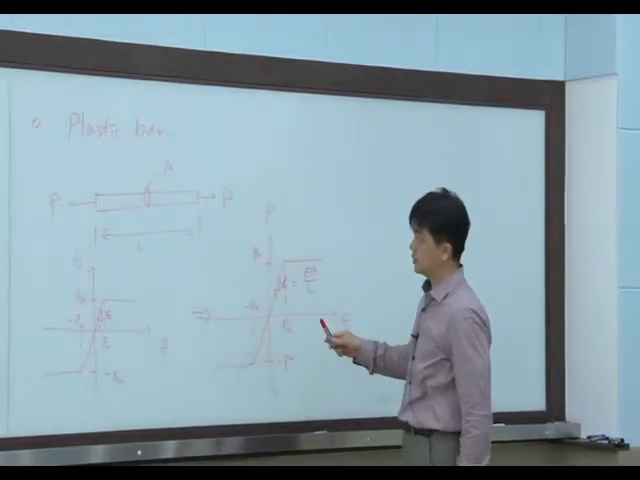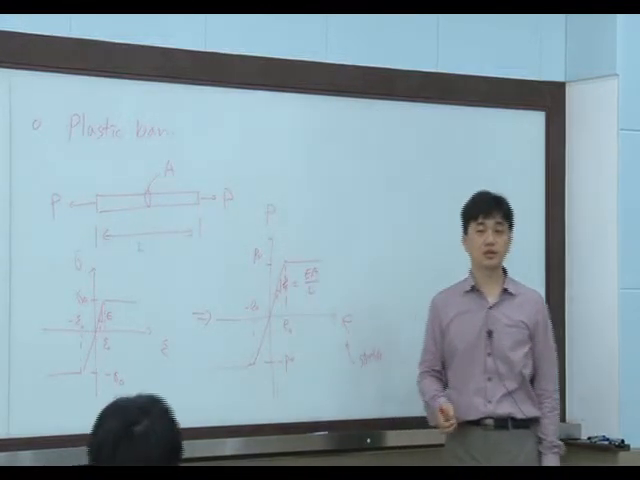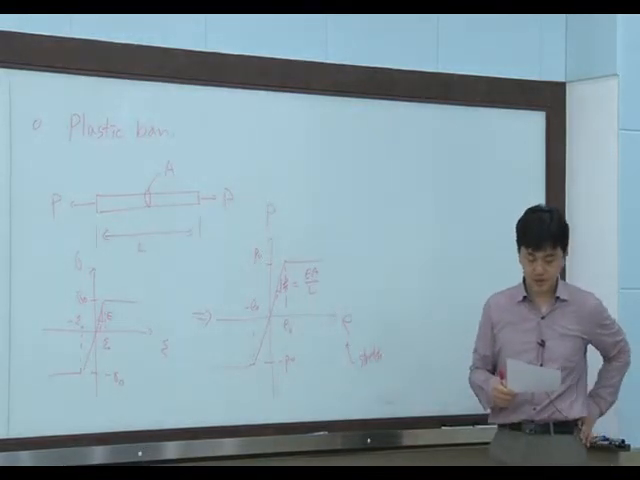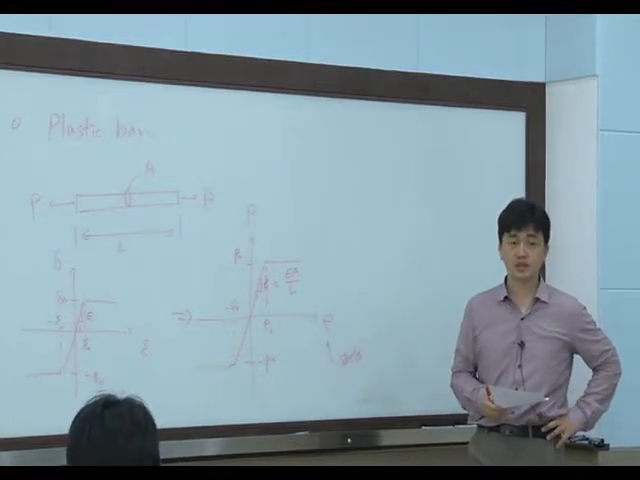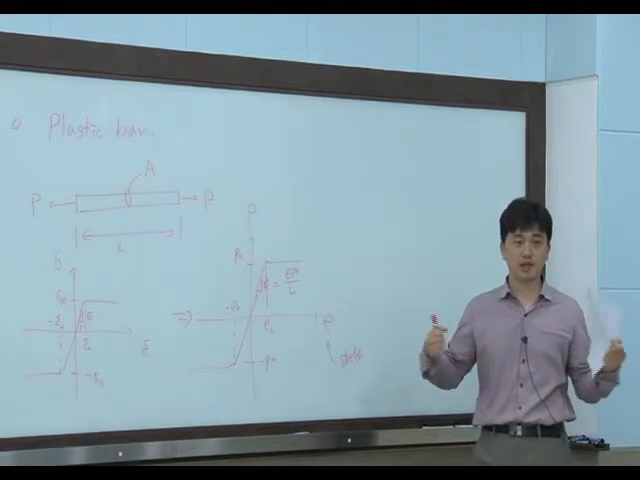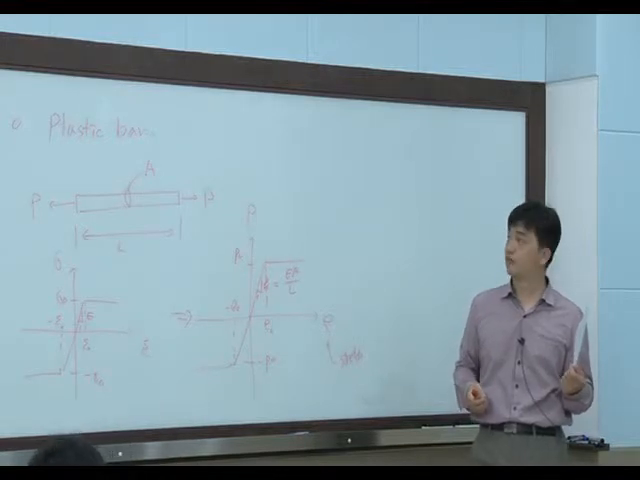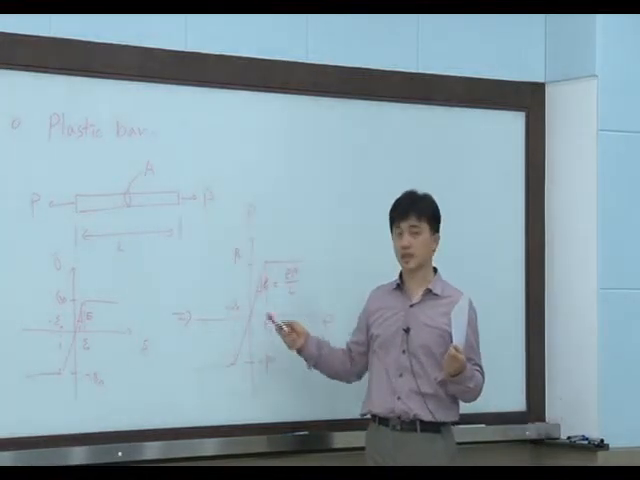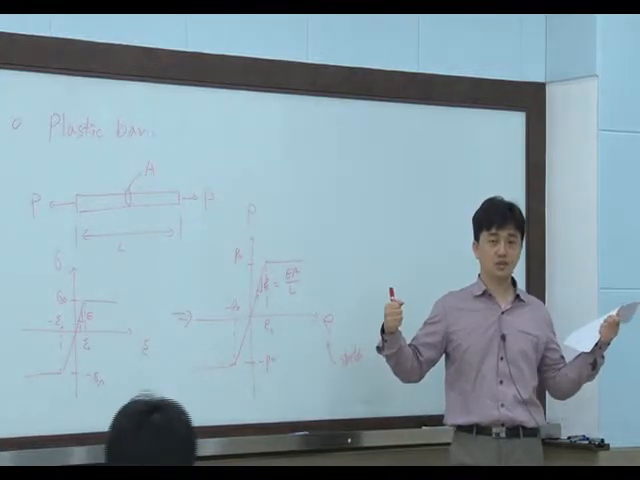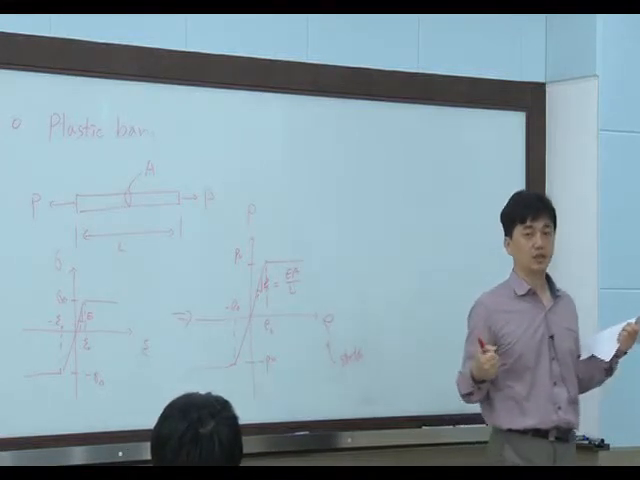So instead of yield stress, here P0 is the maximum. That P0 is the plastic force, right? So that's the maximum force which can be applied to this bar. Once the applied force P is bigger than P0, this bar stretches with an undetermined rate.